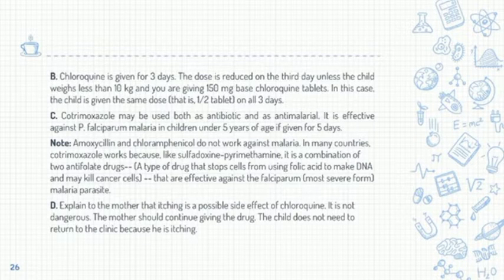So, third important point to remember when giving an oral antimalarial is that cotrimoxazole may be used both as antibiotic and as antimalarial. It is effective against P. falciparum malaria in children under 5 years of age if given for 5 days. P. falciparum malaria, also known as Plasmodium falciparum, is a species of parasite that causes malaria in humans. It is transmitted through the bites of female Anopheles mosquitoes.